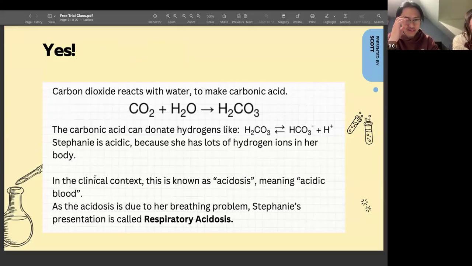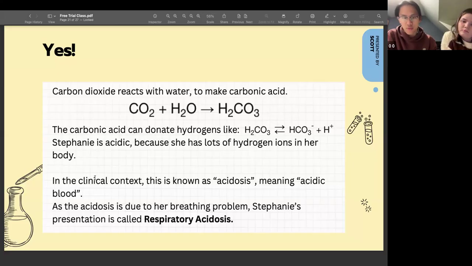In the clinical context, when your blood is acidic, it's known as acidosis, a state of acidity. For Stephanie, because her acidosis is caused by her breathing problem, she's not able to get enough carbon dioxide out of her system, which then turns into carbonic acid. This presentation is called respiratory acidosis, respiratory meaning breathing, basically, in this context.